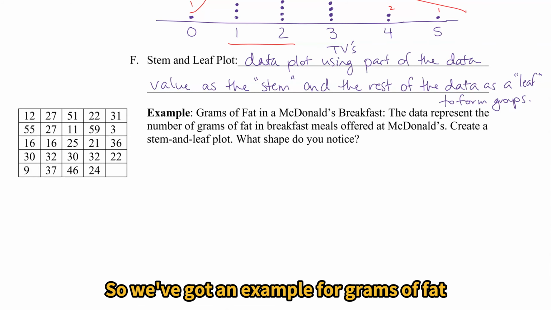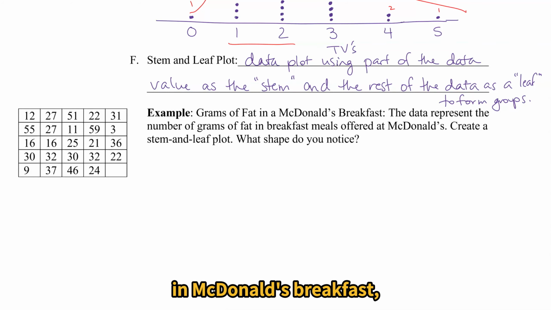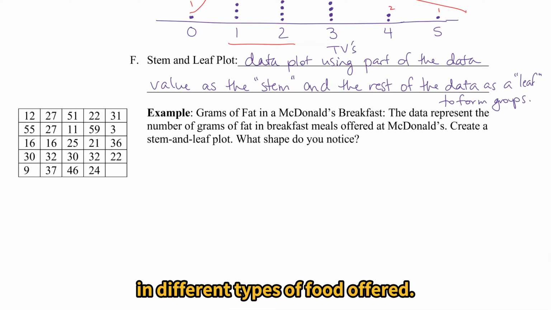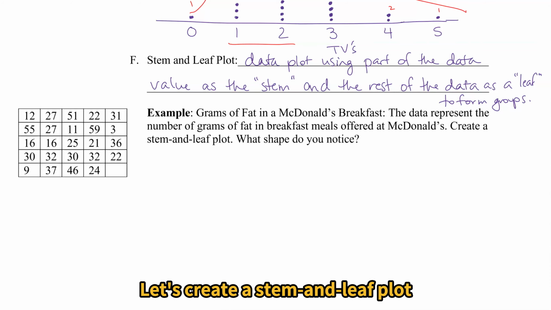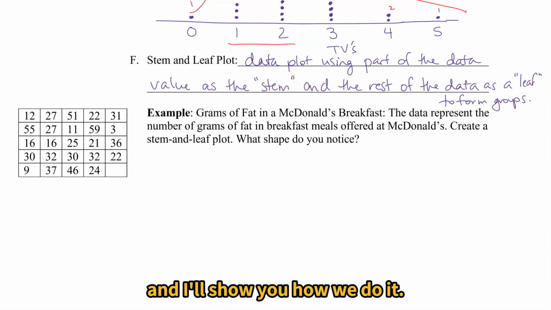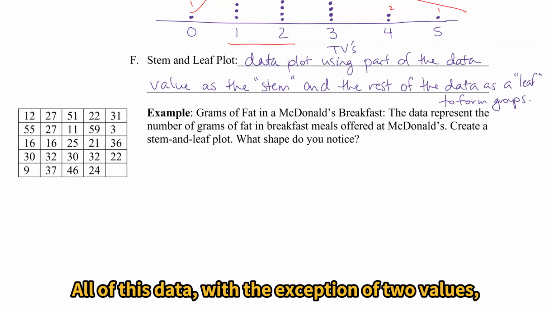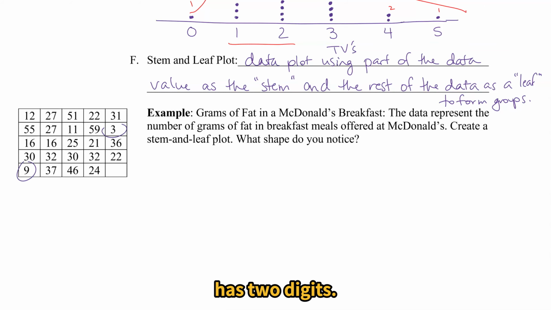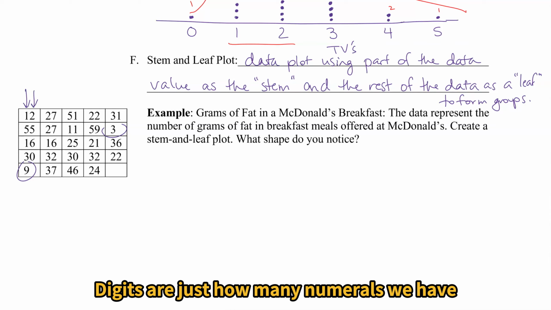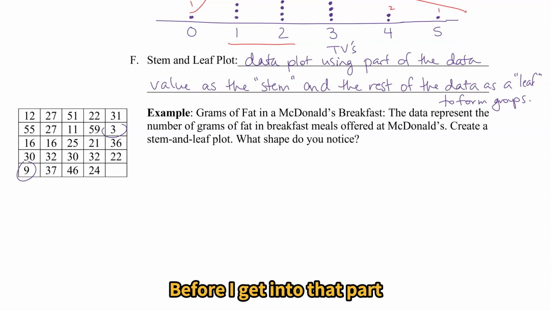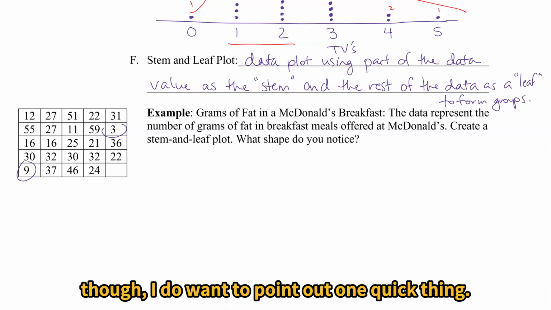So we've got an example for grams of fat in McDonald's breakfast, in different types of food offered. Let's create a stem and leaf plot and I'll show you how we do it. All of this data, with the exception of two values, has 2 digits. Digits are just how many numerals we have in the number. Before I get into that part though, I do want to point out one quick thing.